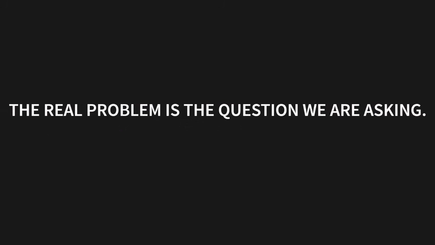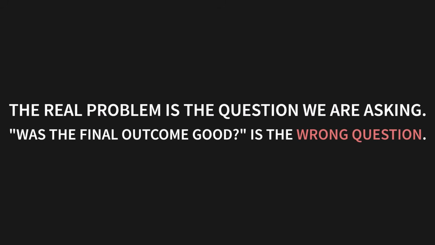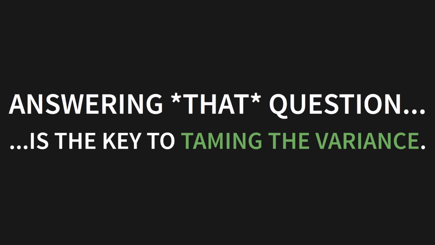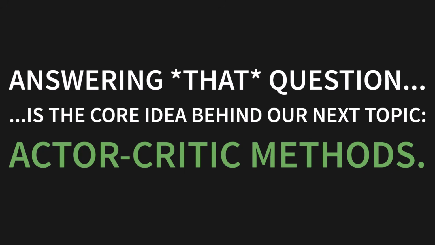The real problem here is the question we are asking. "Was the final outcome good?" is the wrong question. The better question, the more precise question, is: was this specific action better or worse than what I expected to happen at this point? Answering that question is the key to taming the variance. Answering that question is the core idea behind our next topic, Actor-Critic Methods.